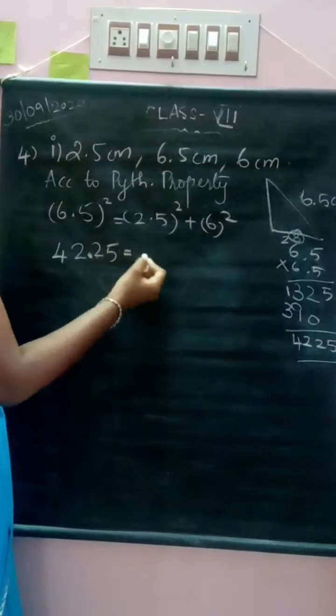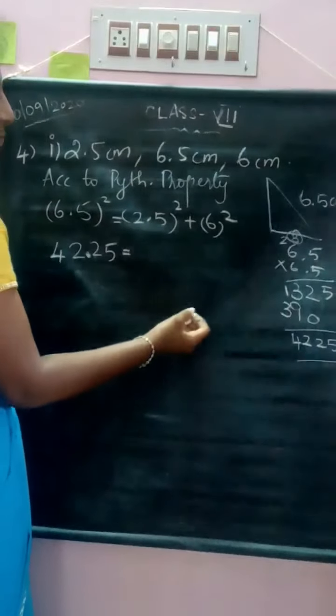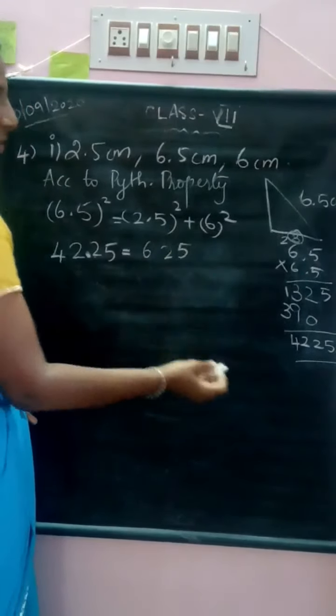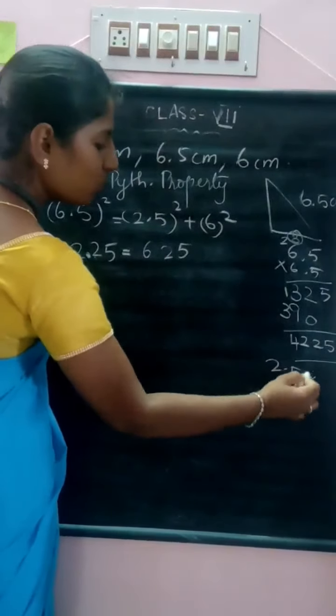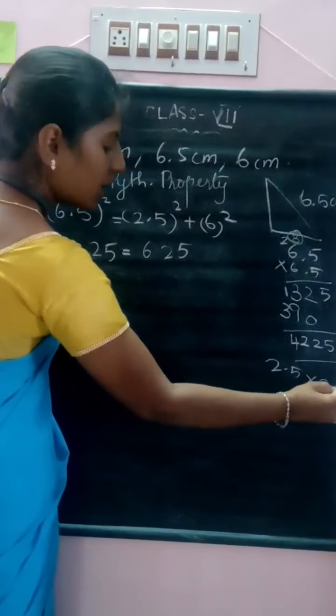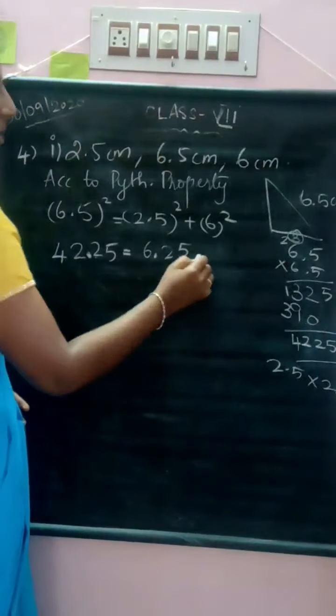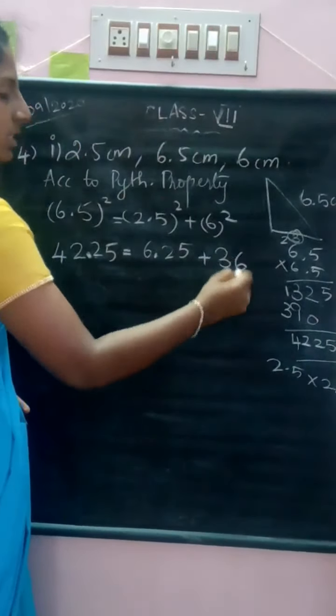Yes. Next, what is 2.5 square? What is 25 into 25? 625. Okay. So here also 2.5 into 2.5, there are two numbers after the decimal point, so here you have to keep the decimal point. Plus 6 6s are how much? 36. Okay.